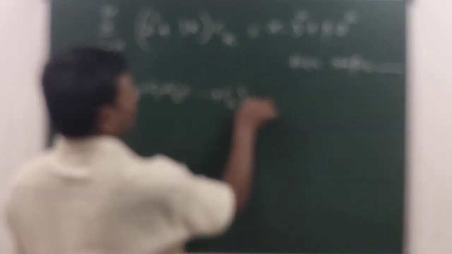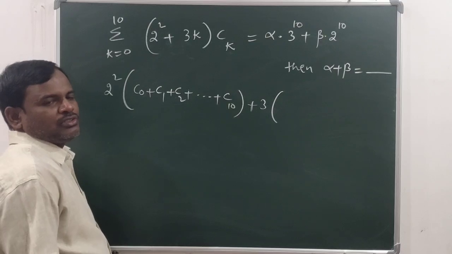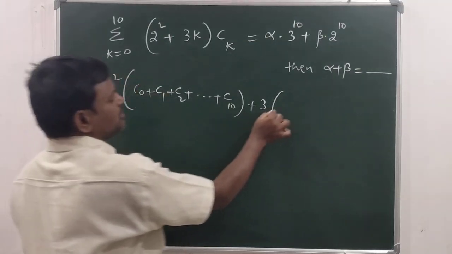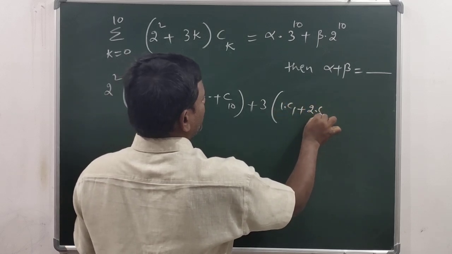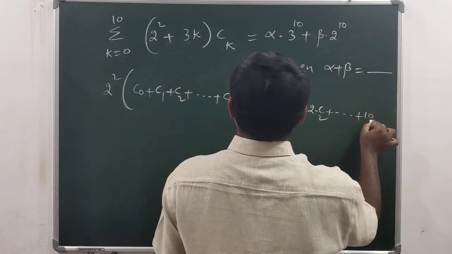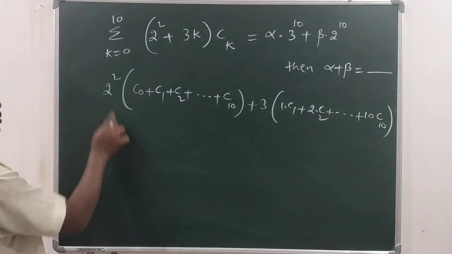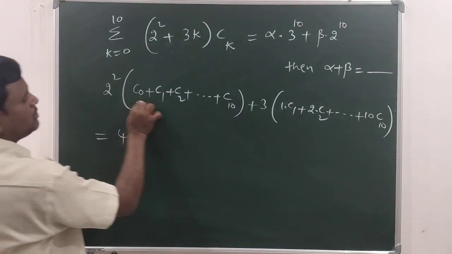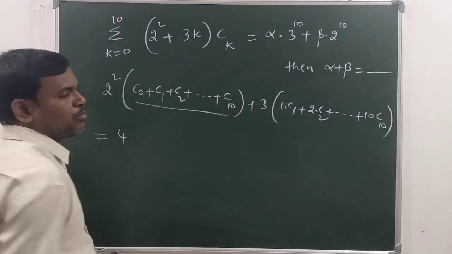So here 3, keep it outside. If you write 0 here, 0 into C0 becomes 0. Now put 1 into C1, you will get 1 into C1, 2 into C2, and so on, 10 into C10. Right. So 2 square value is 4, students. So this is the sum of the first 10 terms, the sum of the first 10 coefficients.